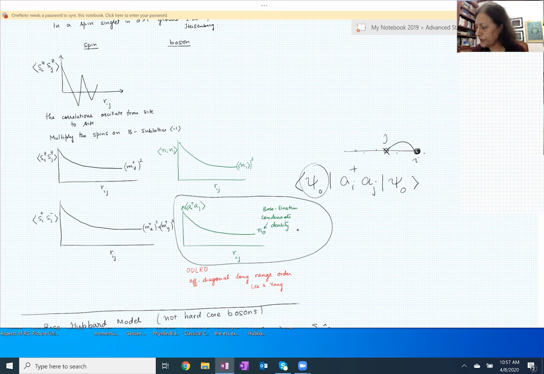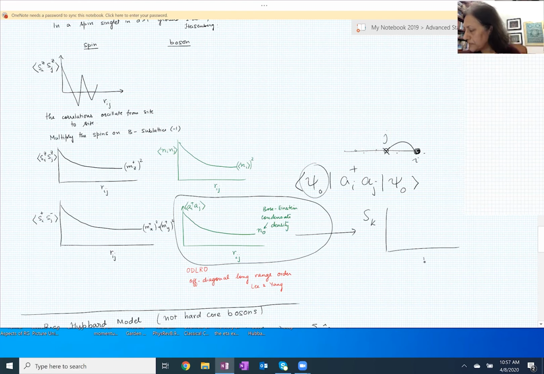So if you Fourier transform this, it will show up in S of k, for example, as a delta function at k equal to 0. So that is the signature of a Bose condensate, that you have a macroscopic number of particles in the ground state. And that shows up as a delta function at k equal to 0.